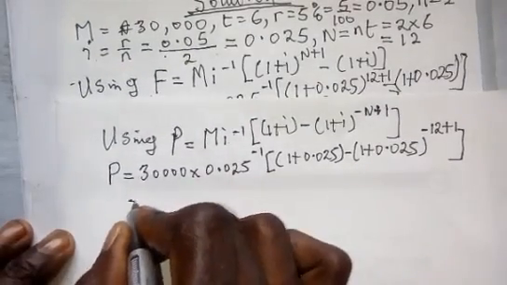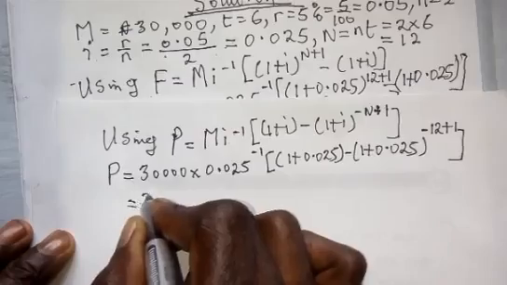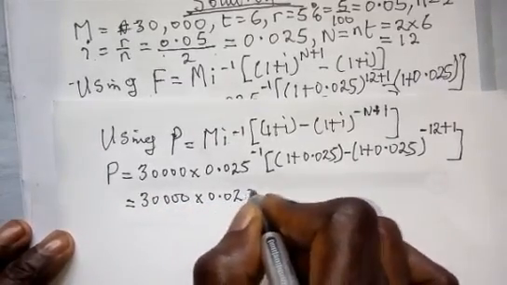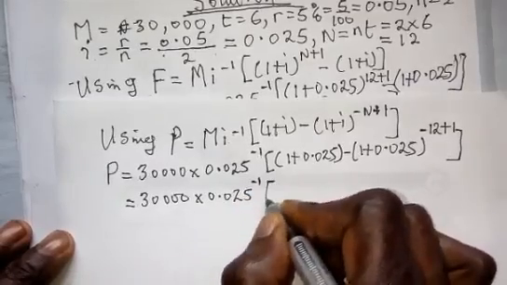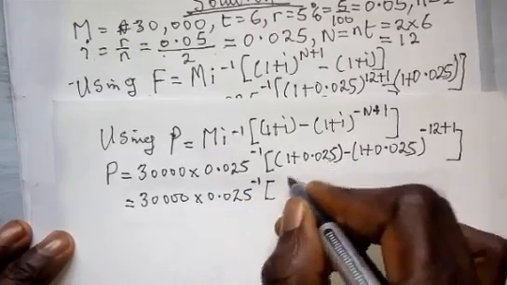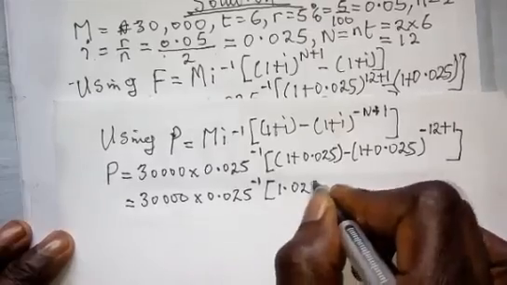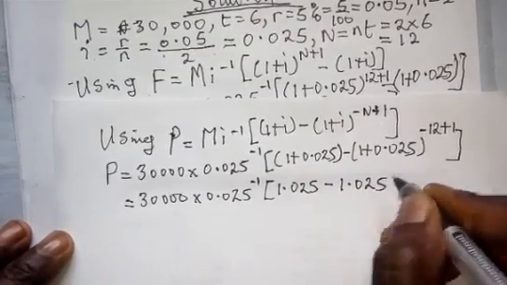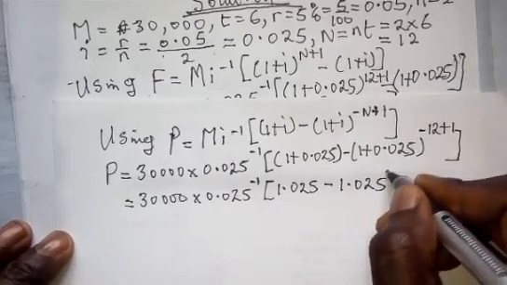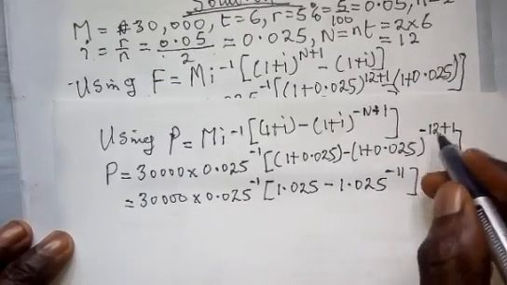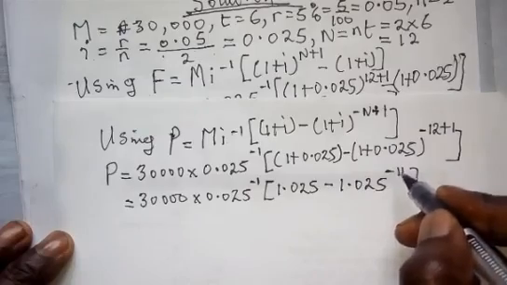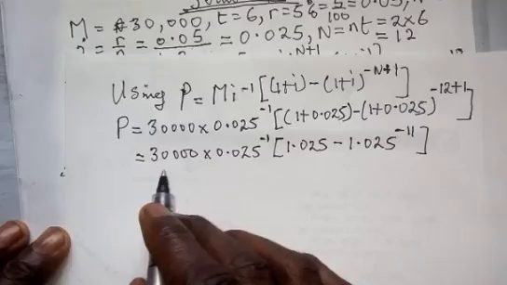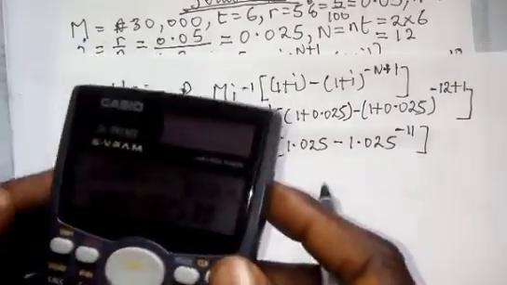Now let's add up what we have in the brackets. Our 30,000 will still be multiplying 0.025, then power minus 1. Then we add this 1 plus this, which will give us 1.025, then minus, do the same thing, 1.025, then power what? Minus 11. Minus 12 plus 1 will give us minus 11, so that's what we have here. At this point we are going to use our calculator and do the same thing there.